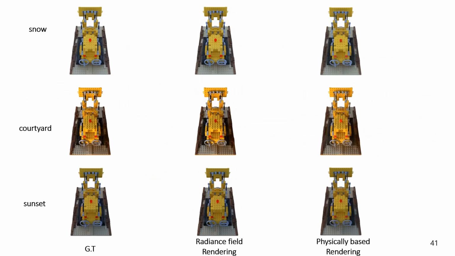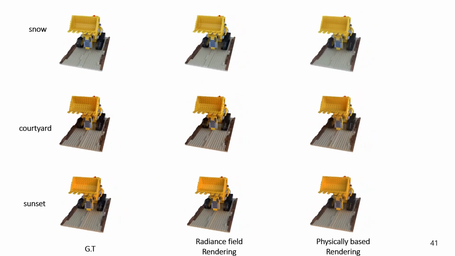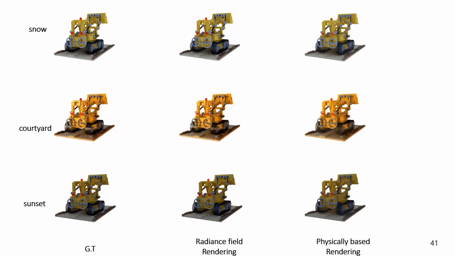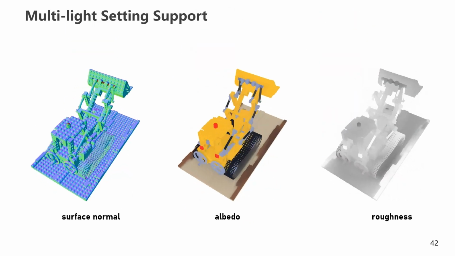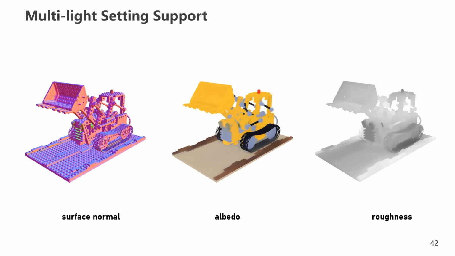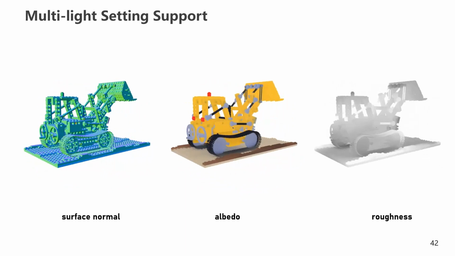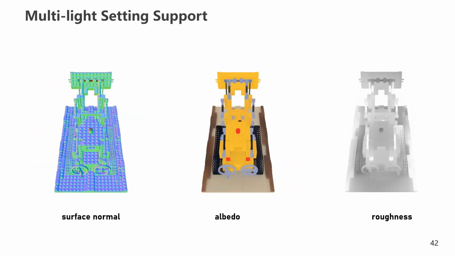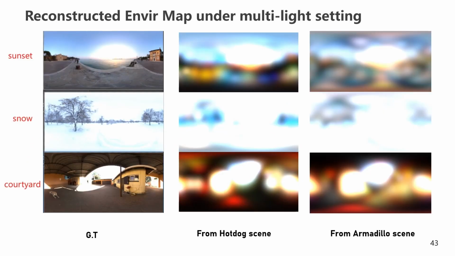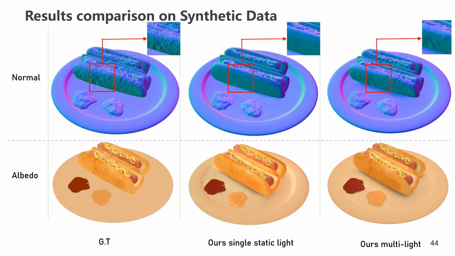Here are our rendering reconstruction results for multi-lighting data. Here are the corresponding geometry and material reconstruction results. Here are our environmental map reconstruction results under a multi-light setting. Different lighting corresponds to different maps. Multi-light settings can also help improve the geometry and material reconstruction quality.